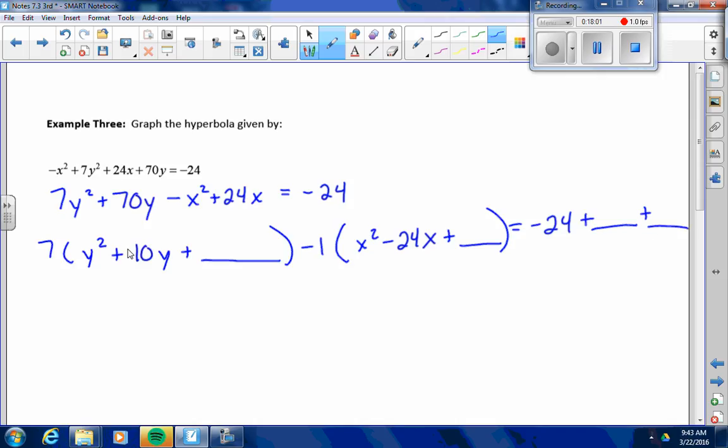Okay, let's look at the y's. Take 10, take half of it and square it, and that gives us 25. What have I technically added into the left-hand side of the equation? So that's 7 times 25. Now for the x's, completing the square, we look at the 24, take half of it, and square it. 144. What if we technically added in negative 1 times 144?